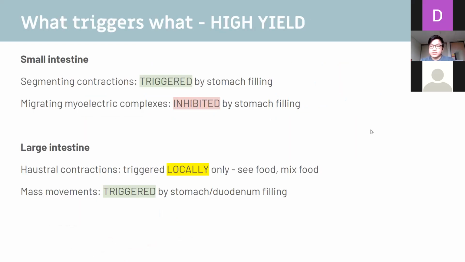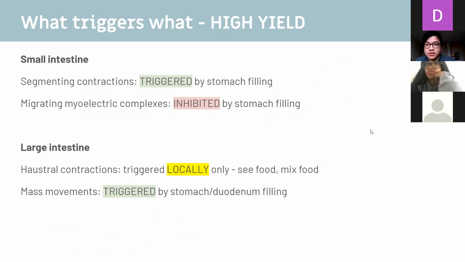So what's important here is just what triggers what. When food reaches the stomach, a few things are triggered and a few things are inhibited. The first of which is segmenting contractions. Segmenting contractions are triggered by stomach filling because the small intestine basically prepares itself in advance to start mixing for all the food that's about to come in, whereas migrating myoelectric complexes are inhibited because otherwise you'll be pushing undigested food straight to the large intestine.